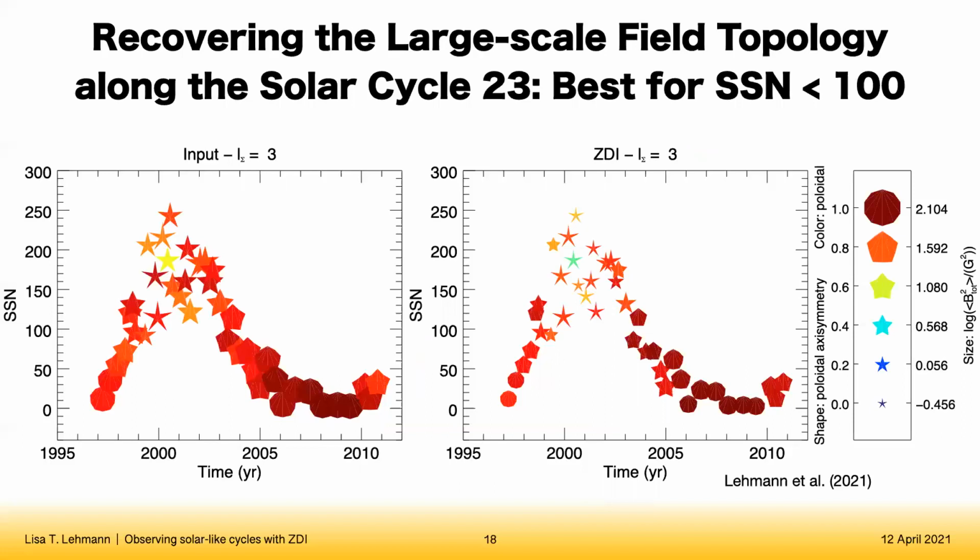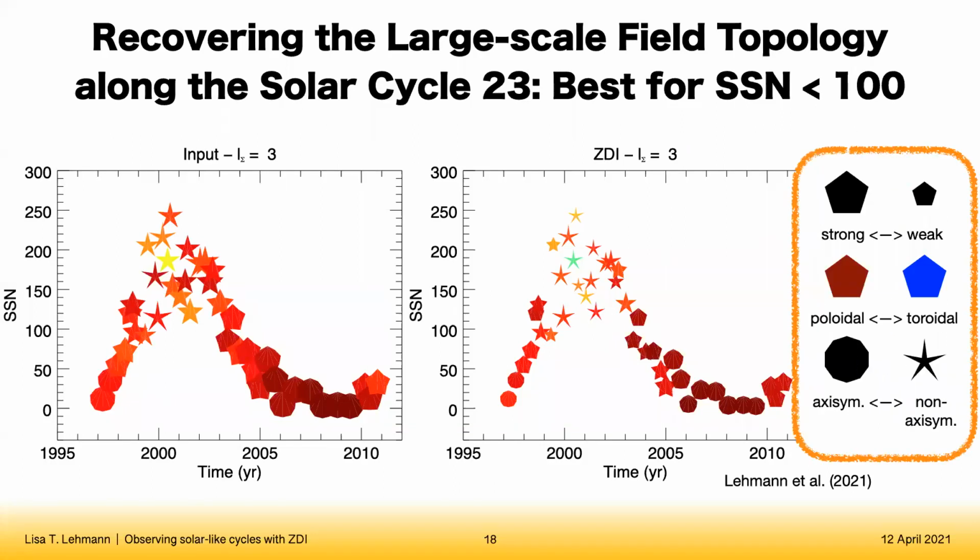If we look at the maps individually, I also use the confusogram as introduced by Emma. So the symbol size is related to the magnetic energy, so big symbols show strong fields and smaller ones weaker fields. The color shows how poloidal or toroidal the field is, and the shape how axisymmetric or non-axisymmetric it is. So in our sample, ZDI is doing a good job. Of course, the symbols are a bit smaller, which means we are recovering less magnetic energy, as I mentioned before.